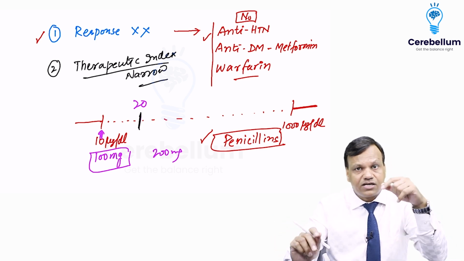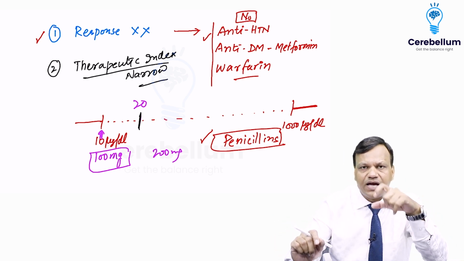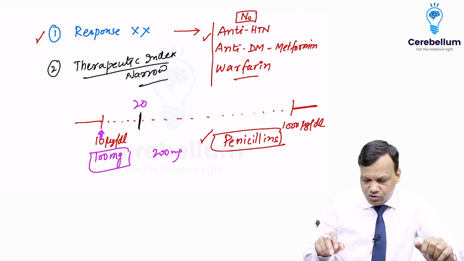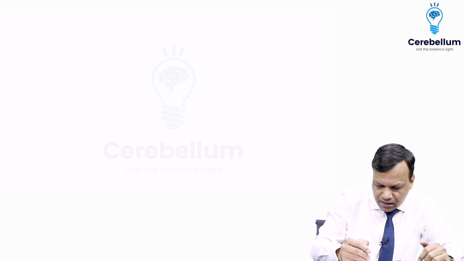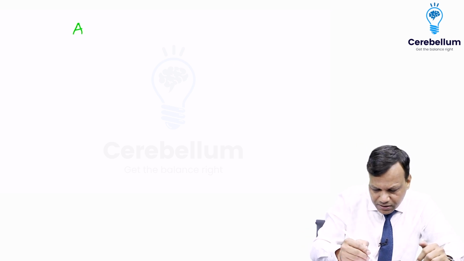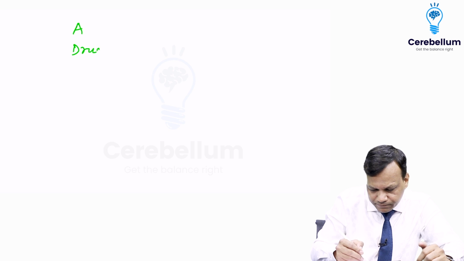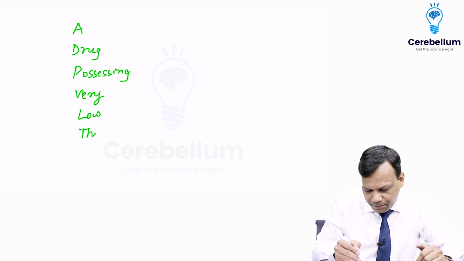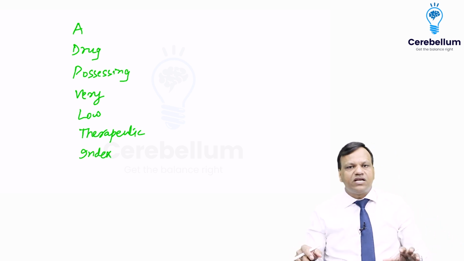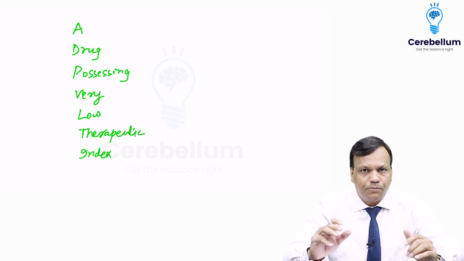But on the other hand, drugs with narrow therapeutic index, we have to do TDM. Okay? So you can remember some of the drugs which have narrow therapeutic index. You can remember them as: a drug possessing very low therapeutic index. So from the mnemonic itself, you can remember these possess low therapeutic index.